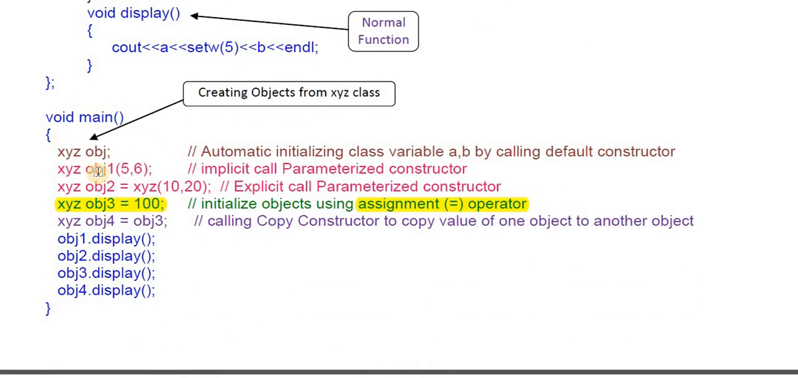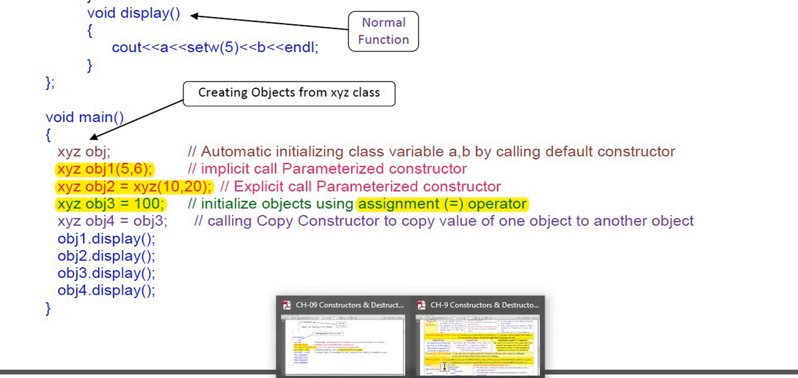So these are the three methods of invoking or calling a constructor. The first method is implicit calling. In implicit calling, we are not using the function name or constructor name. We are just declaring the object and values in parentheses. The second method is called explicit call. In explicit call, we are using the name of the constructor with values inside parentheses. And the third type is initialization using assignment operator. Here we are using the assignment operator without the constructor name and without parentheses. So this is about the three methods of calling a constructor.